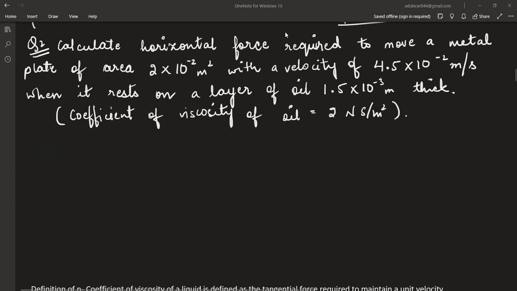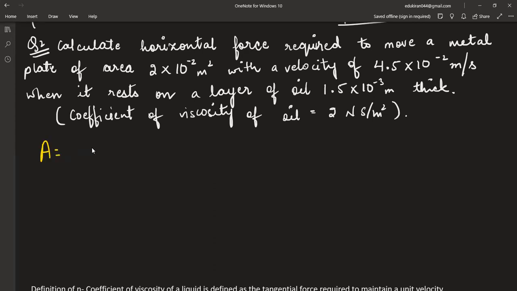Calculate the horizontal force required to move a metal plate of area 2 × 10^-2 m² with a velocity of 4.5 × 10^-2 meter per second when it rests on a layer of oil. So this is the thickness, and this is the coefficient of viscosity.